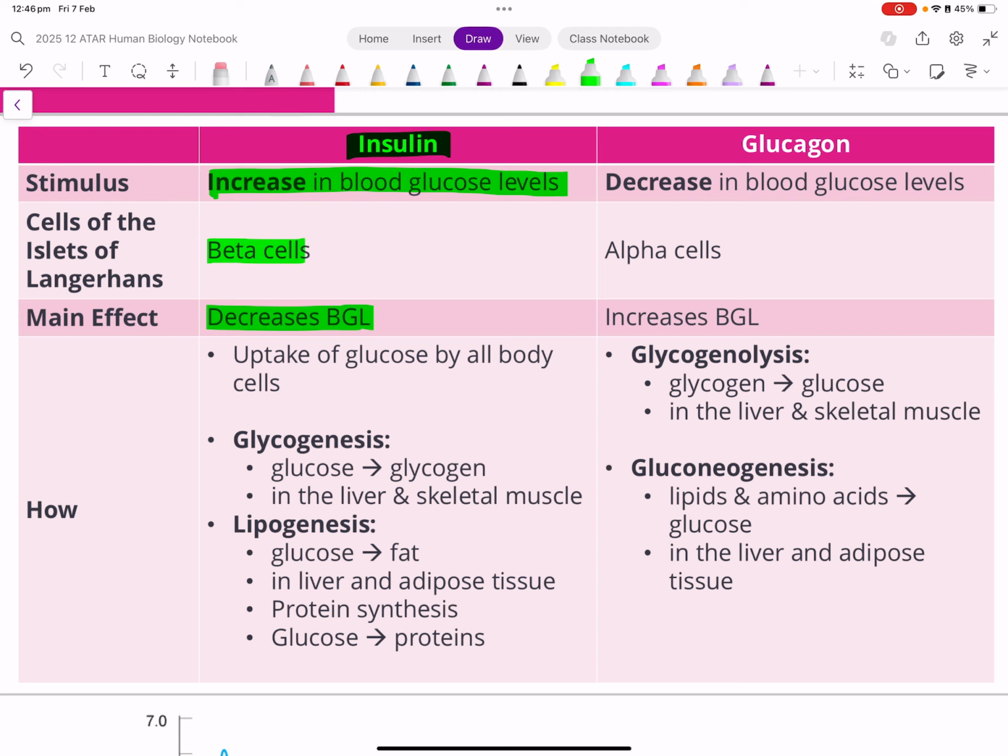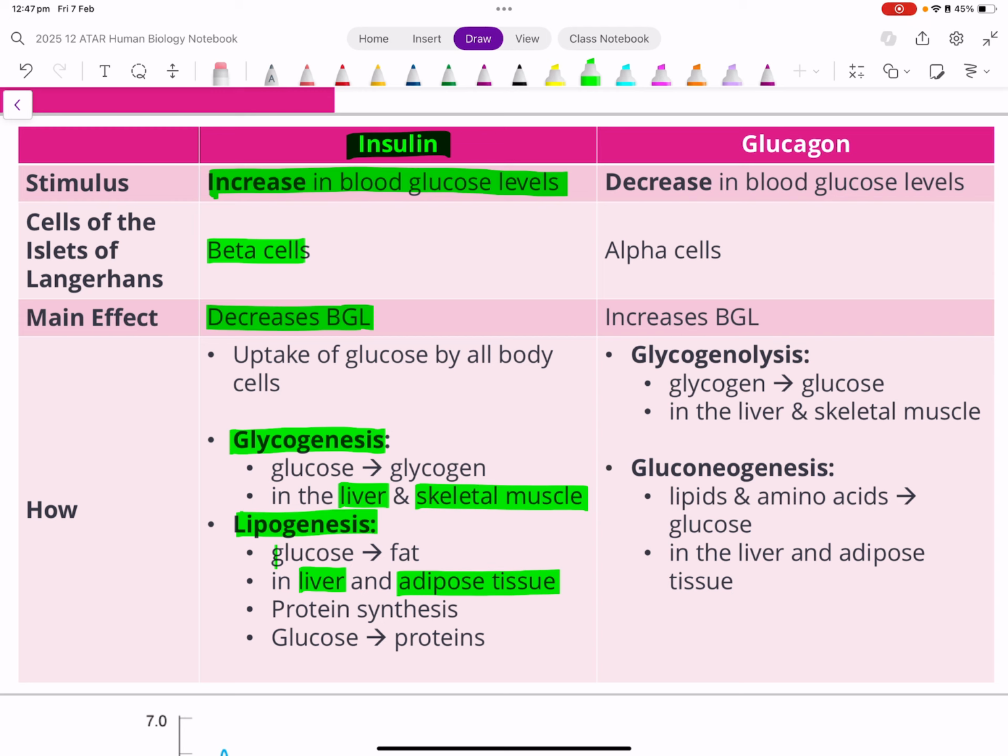Now, you can do this in a few different ways. The first way is by a process known as glycogenesis. Glycogenesis is where glucose is converted into glycogen in the liver and skeletal muscle. Secondly, in a process known as lipogenesis, glucose is stored in the body as fat, and this time, instead of in the muscle, it is stored in the form of adipose or fat tissue. Finally, glucose can be important in protein synthesis and can provide energy to store energy in the form of larger proteins.